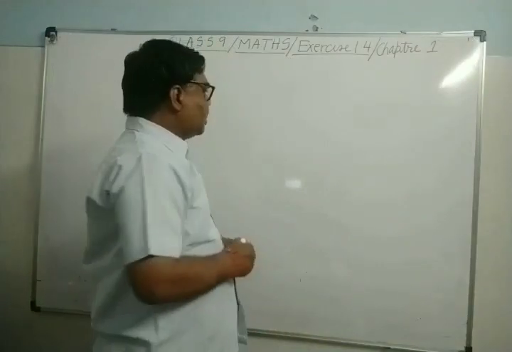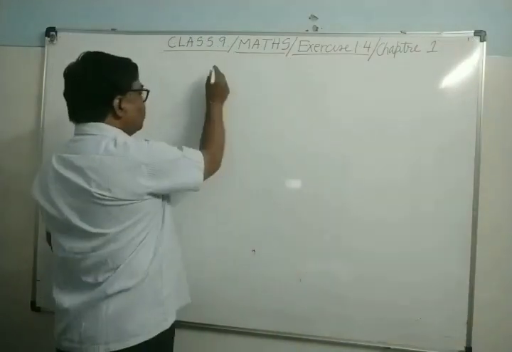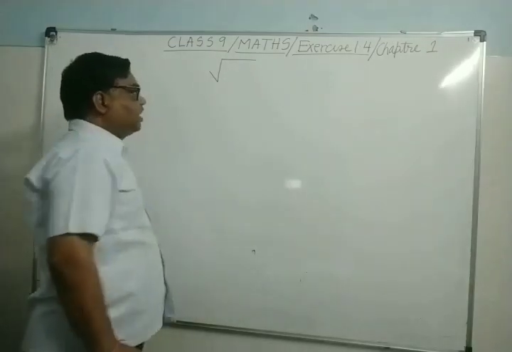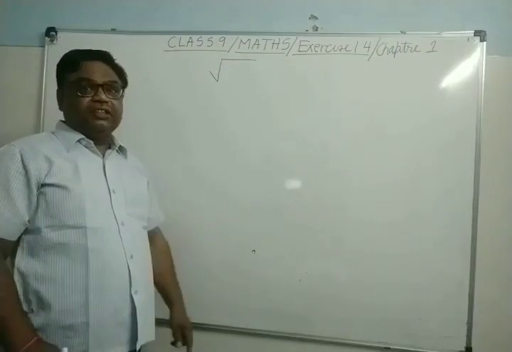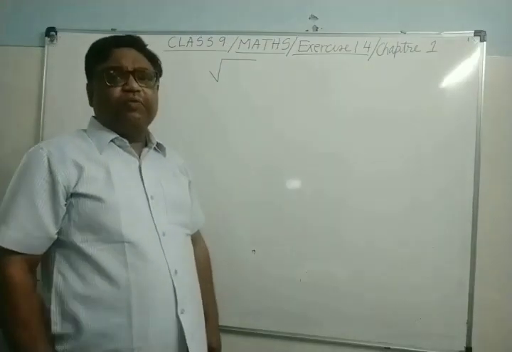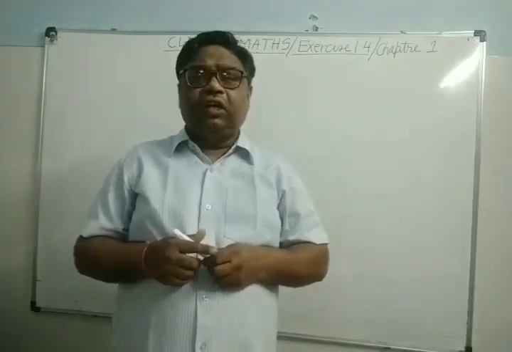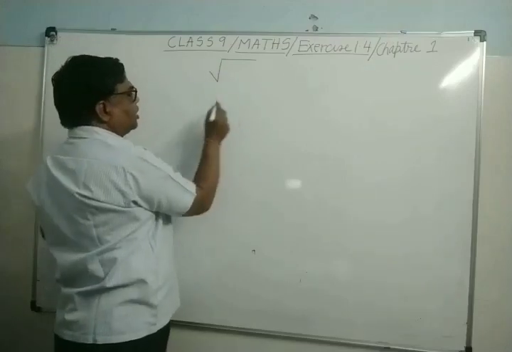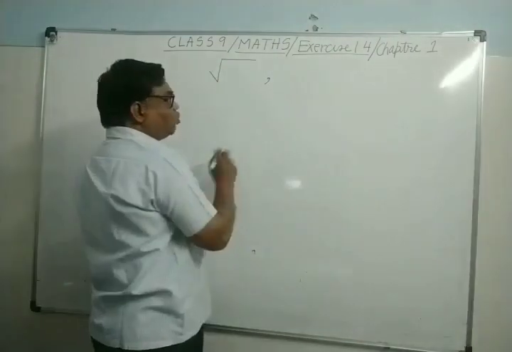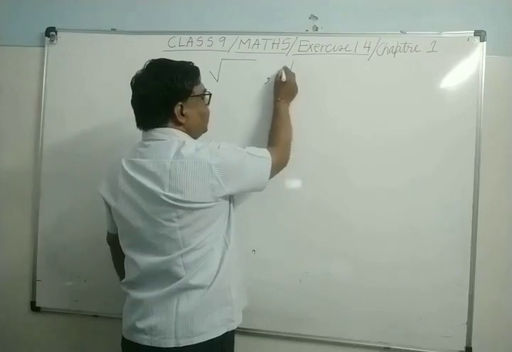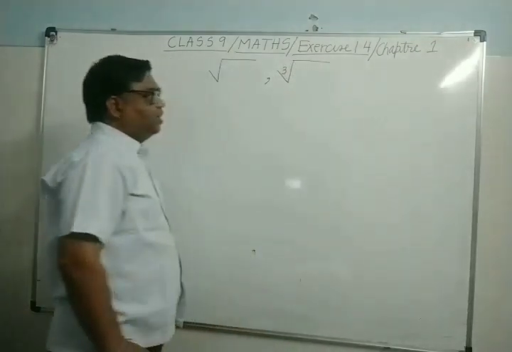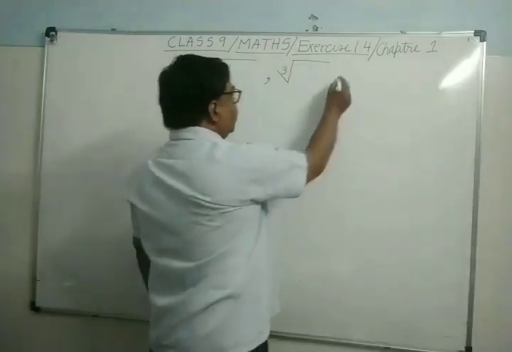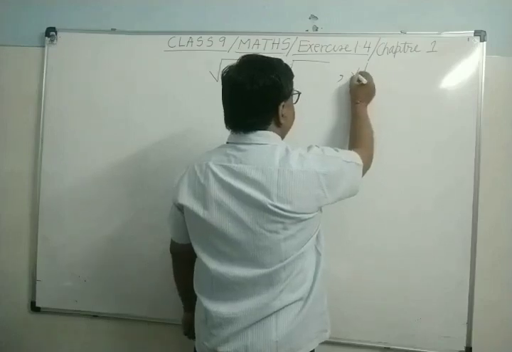Surds, in simple language, means any number which has this sign, the radical sign. Any number which has the radical sign is called a surd. This is a surd of order 2. Here 2 is not written, but this is known as the square root. If it is this, we say it is a surd of order 3. It's clear? This is a radical whose order is 3. Then it is also a surd of order 4.